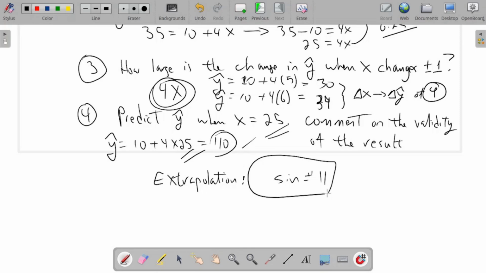We'll do one more example of simple linear regression, the more wordy, more typical problem, in the next video.